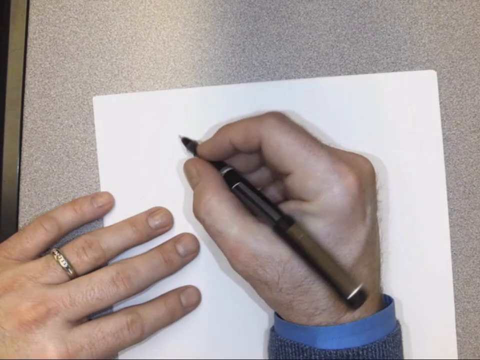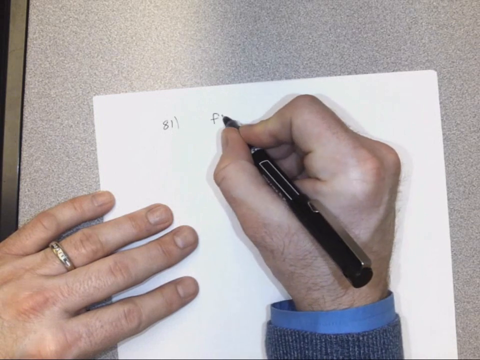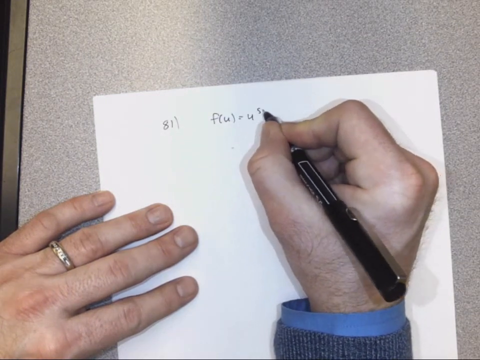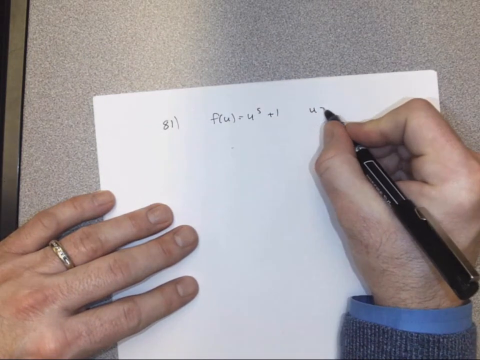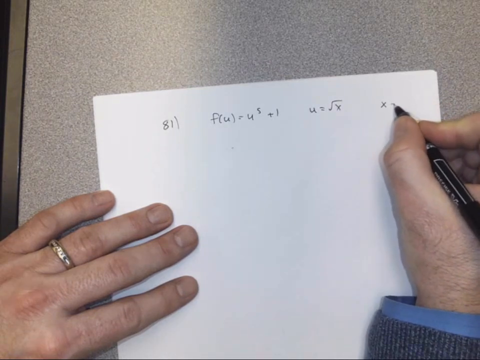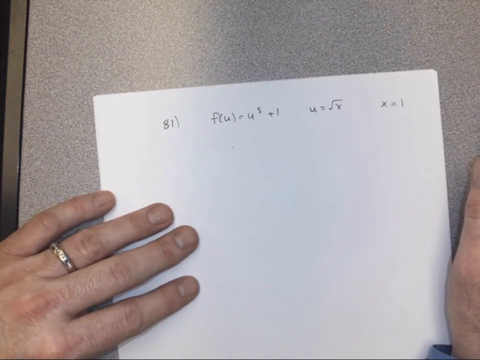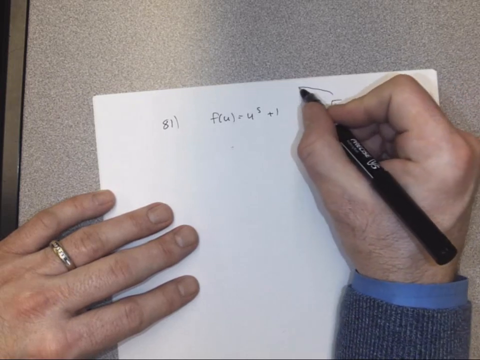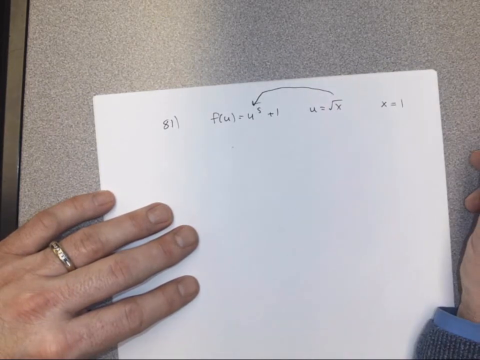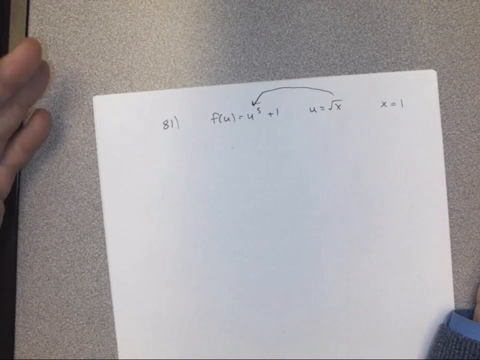So I'm gonna rewrite it. It's just, this pen bleeds a lot. So 81 is f of u is equal to u to the 5th plus 1, and u is equal to root x. And they want the value at x equals 1. So they want the derivative of this function at x equals 1. So really, you know that this really is a composition. That goes right there, doesn't it? So it's up to you on how you guys want to do it.